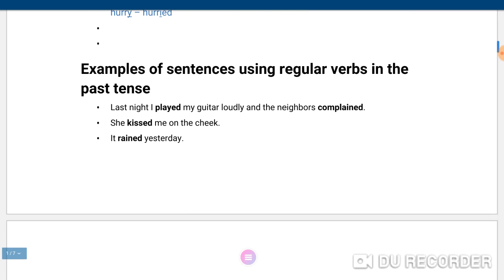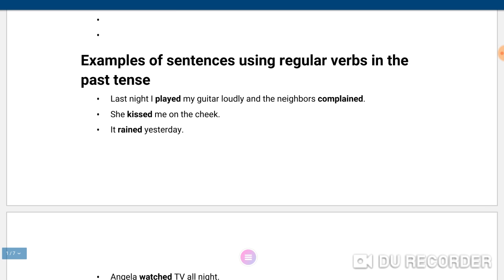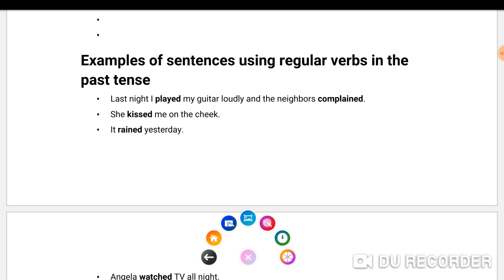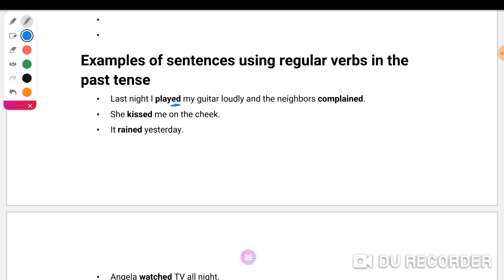Example sentences using regular verbs in the past tense, like: last night I played my guitar loudly and the neighbors complained. As you see here, we have two verbs, played and complained. I added just ed to the verb. She kissed me on the cheek. Okay, as you see here, kissed, I added ed only. It rained yesterday, I added ed only. Because all of these are regular verbs.